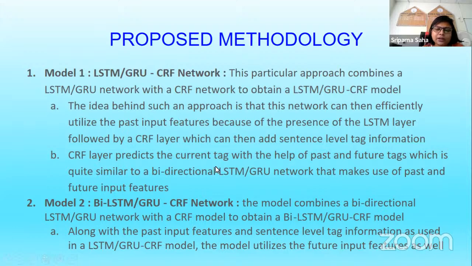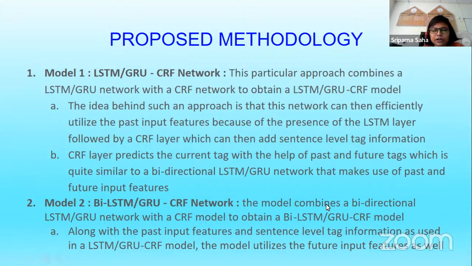CRF layer predicts the current tag with the help of the past and the future tags, which is quite similar to a bidirectional LSTM or GRU network that makes use of past and future input features. Then there is a second model which is using the BiLSTM GRU CRF network. So BiLSTM GRU, because now it can also see the context. It's a window, left and right portions can be easily checked. And then finally the CRF is there for the prediction.